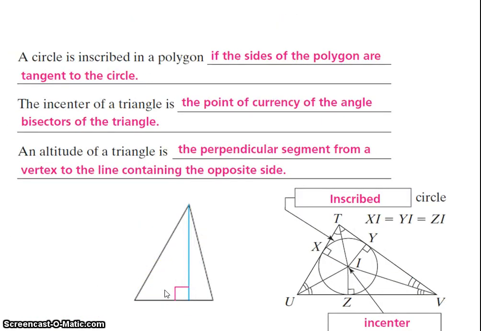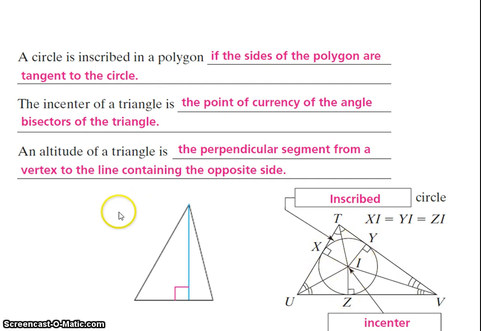A circle is inscribed in a polygon if the sides of the polygon are tangent to the circle. That's the official definition of it. Tangent means that a straight line touches exactly one point on the circle and goes off into infinity, or it just starts here and goes off into infinity in the other direction. Obviously, this stops right here, but it can continue on forever and ever. That's a tangent line.